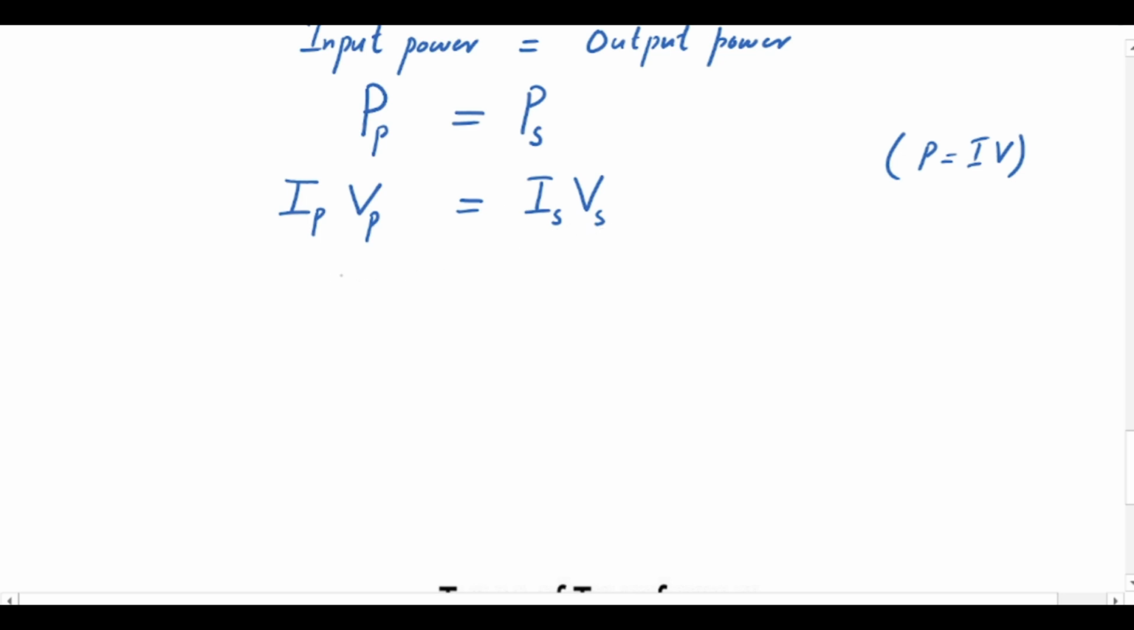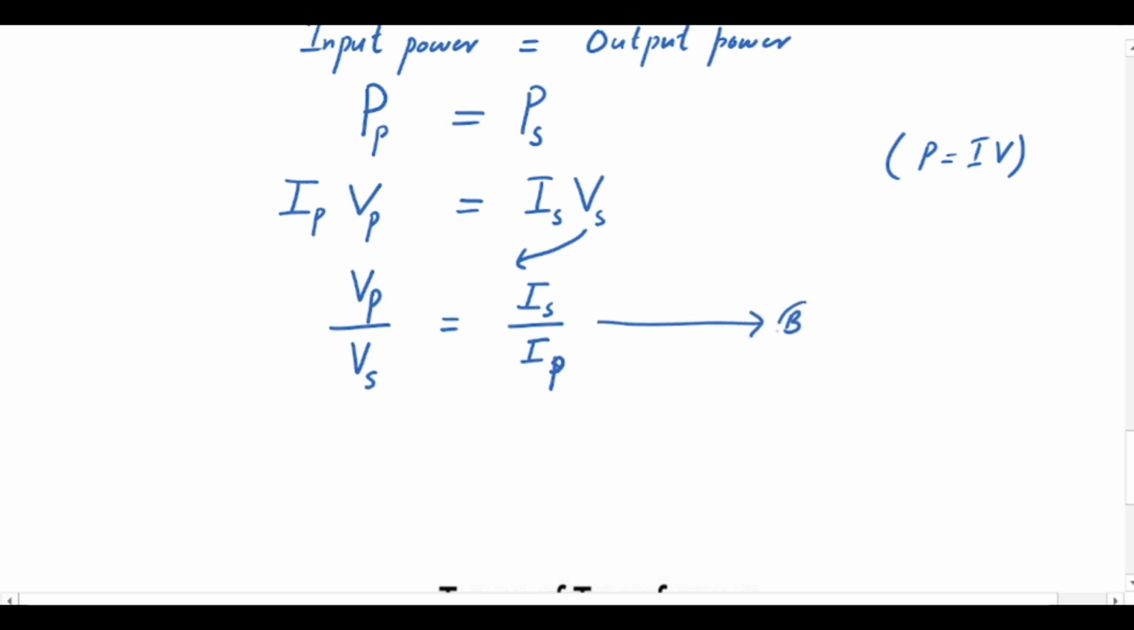Okay, now rearrange them. See, VP is written here, so we shift it over, so it will be divided. So VP over VS, and on the other side we have IS over IP. We just rearrange them. VS moves to the other side, IP moves to the right side. So this is our equation number B.